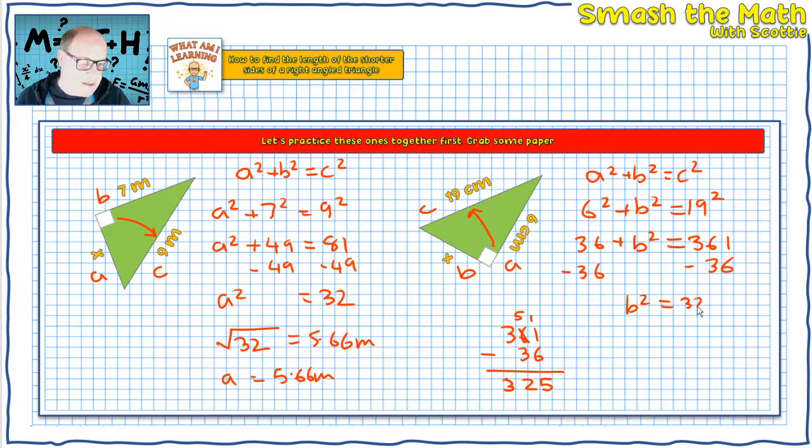So B squared is 325. So that square behind there is 325 centimeters squared. We don't want the square, we want the side. So we've got to square root it. And let's do that on the calculator. And if you round it, it's 18.03 centimeters. Okay, so B, or X, is 18.03 centimeters.